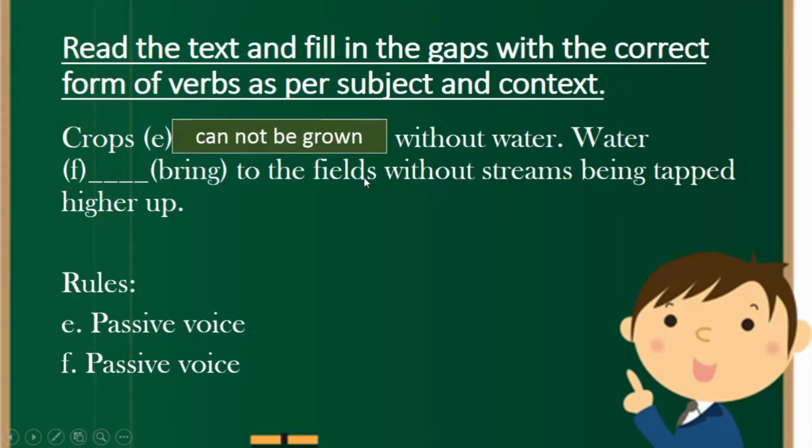Water bring to the fields without streams being tapped higher up. The subject is water, the verb is bring. We can easily understand it's not possible for water to do the action of bringing. So, in this case, water bring, the answer should be is brought. The water is brought to the fields without streams being tapped higher up. Again, we have used the passive form of voice.